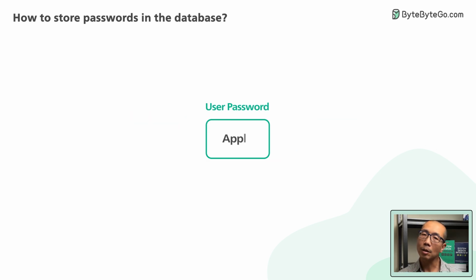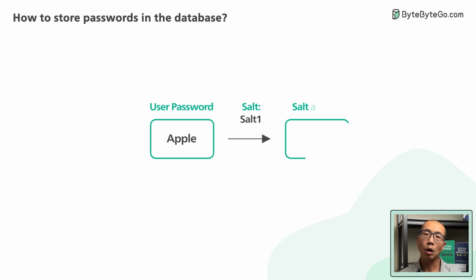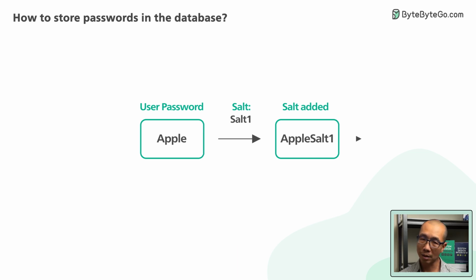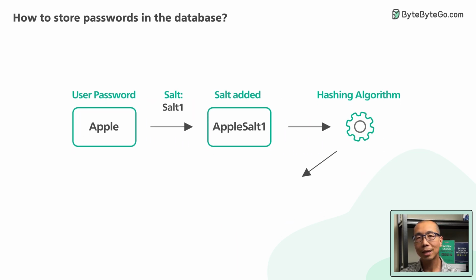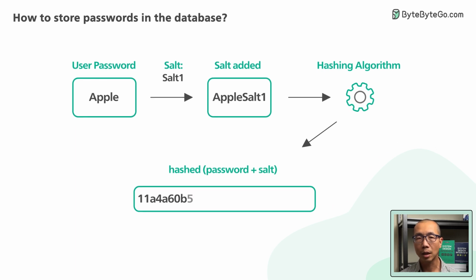Second, salt the passwords. According to the OWASP guidelines, a salt is a unique, randomly generated string that is added to each password as a part of the hashing process. Why do we need to salt the password at all? Well, storing a password as a one-way hash is a step in the right direction, but it is not sufficient.